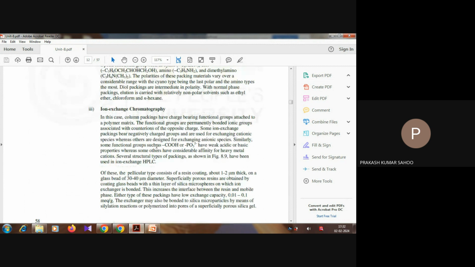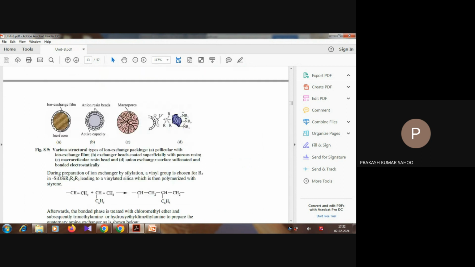In ion exchange chromatography, this is already discussed in the previous classes. In ion exchange chromatography, this is generally used for the separation of ionic compounds or ionic groups from a mixture. So if I integrate the ion exchange mechanism to HPLC, this is known as ion exchange HPLC. So we have various structures of ion exchange packaging.